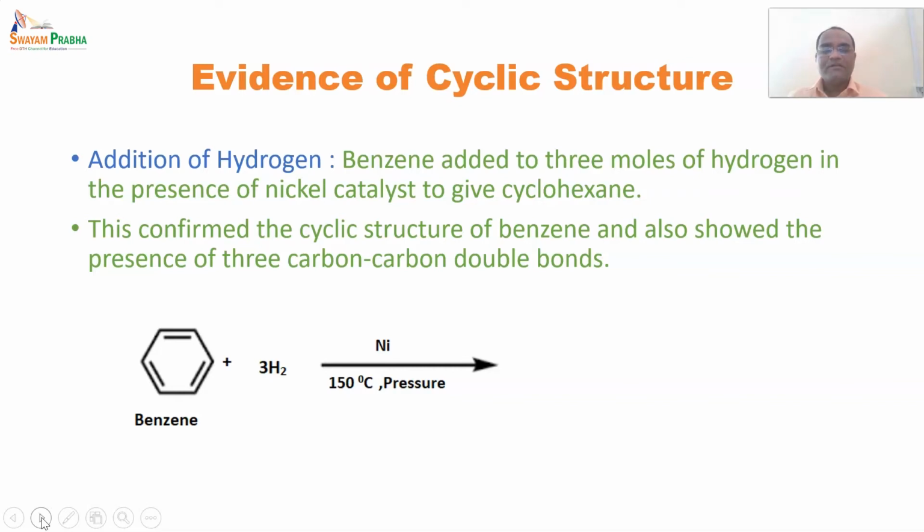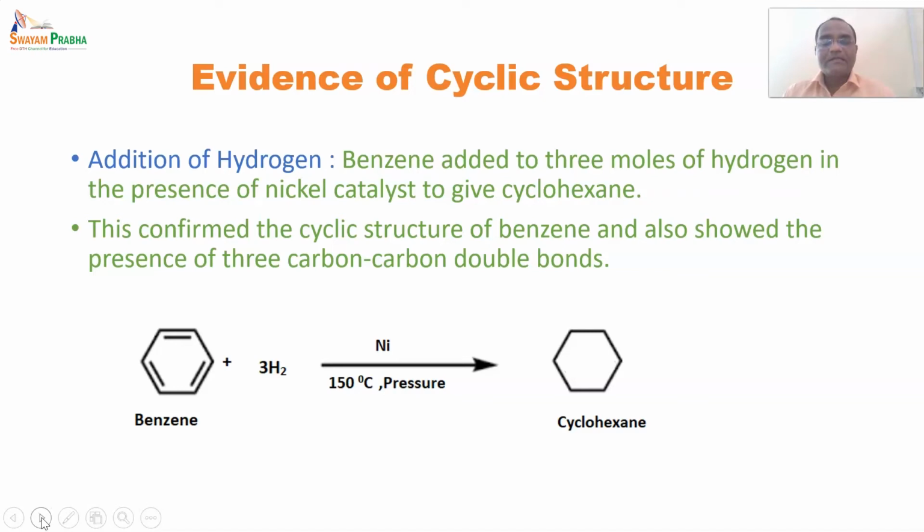Raney nickel is an active form of nickel, an alloy with aluminium, and this reaction is conducted in a high pressure reaction vessel. It is conducted at 150 degrees Celsius with a lot of pressure, and it gives the product cyclohexane. So it is indicated that all 6 hydrogens are added to benzene and it forms cyclohexane. From the moles also we can understand that the hydrogen has been consumed.